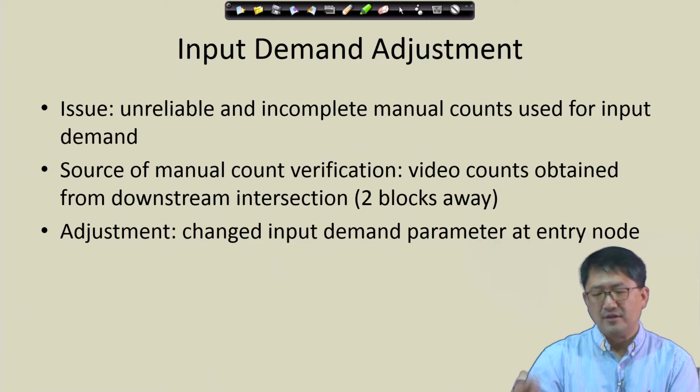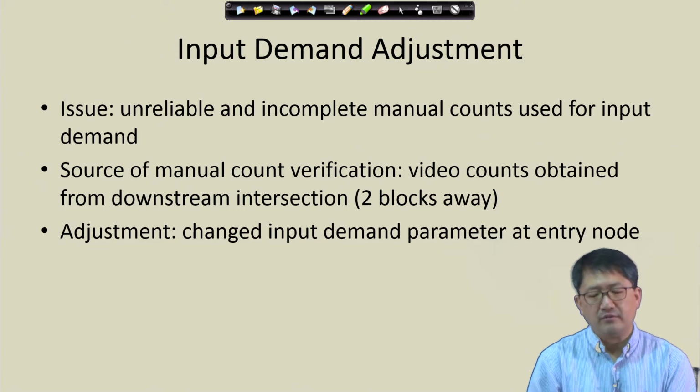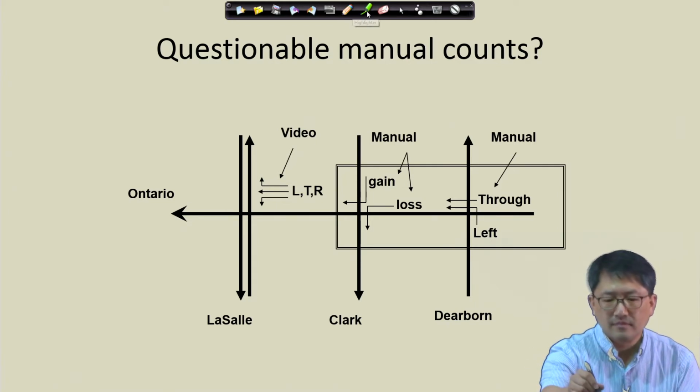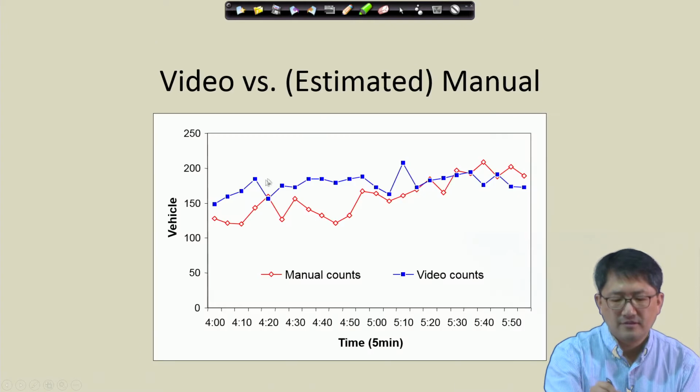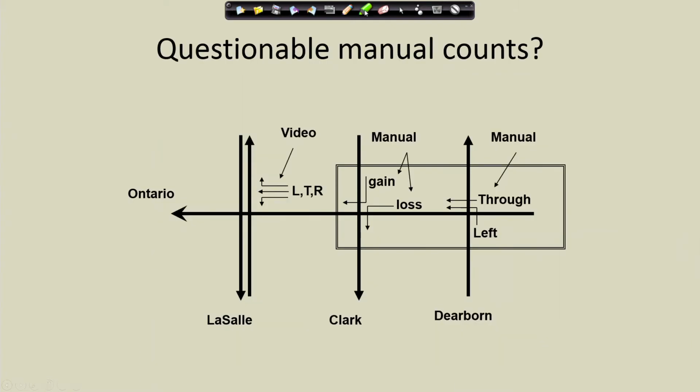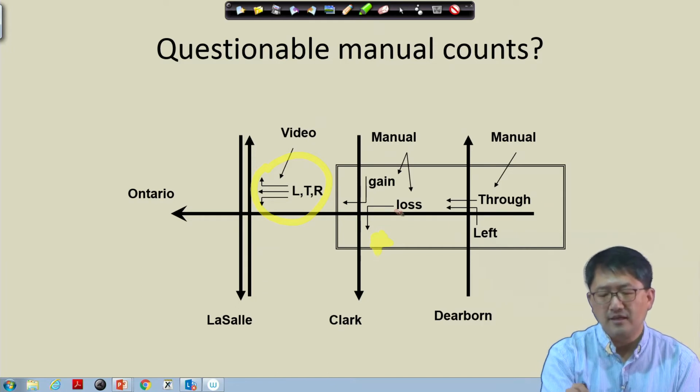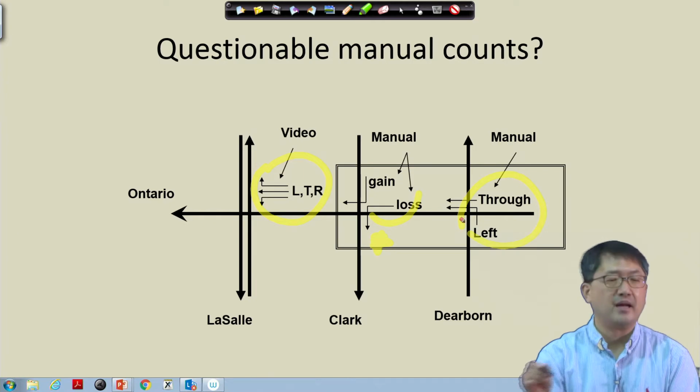So we have downstream intersection counts that are fully verifiable with the videos, and we were able to adjust to that. I think this is an example. We had video counts, which are almost 100% accurate. And then we had manual counts of these, which are fairly reliable in this case. And then these are not matching. So based on these gains and losses, we are able to adjust these parameters.